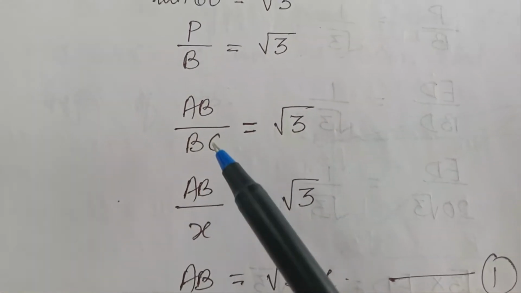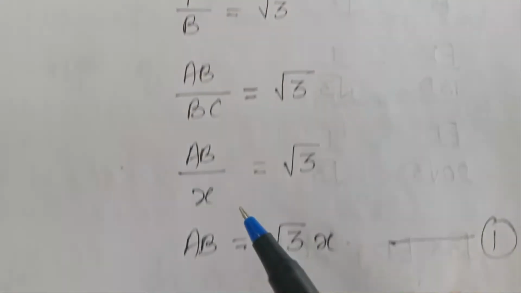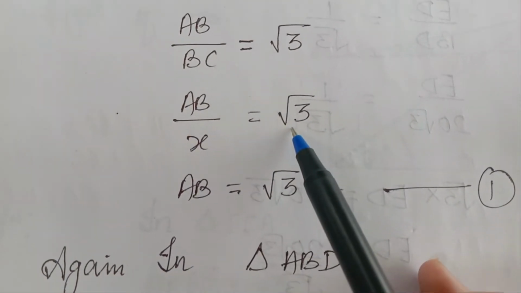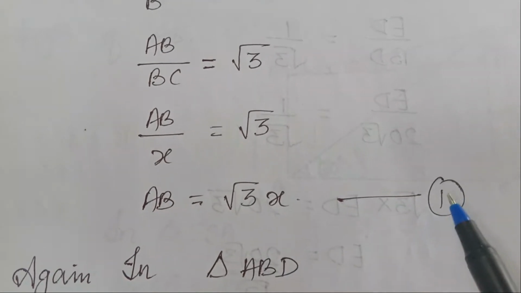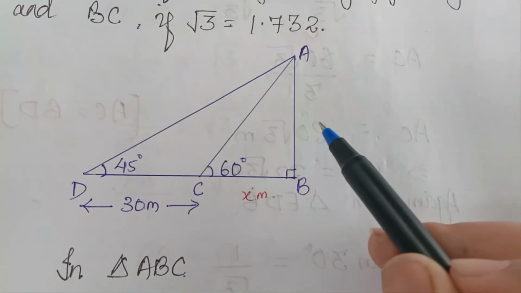AB divided by BC, we have taken X, so you have to write here X is equal to root 3. So AB is root 3 into X. This is your first equation. This AB we got, root 3X.